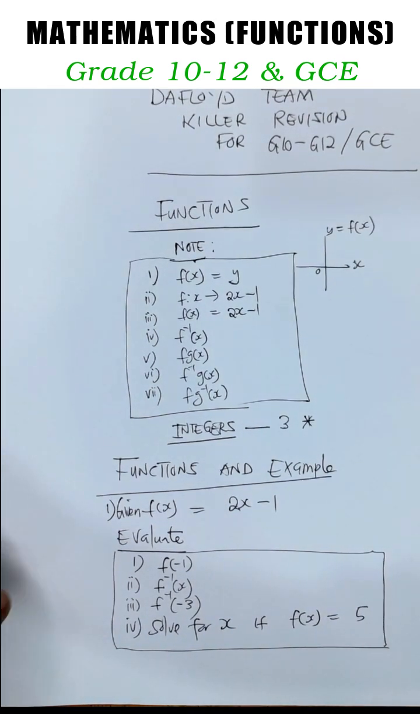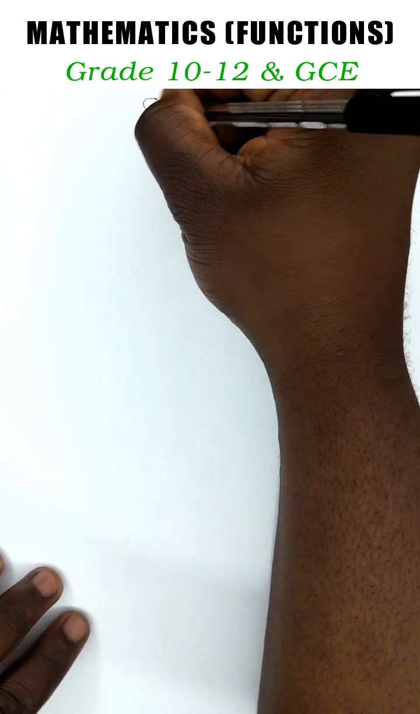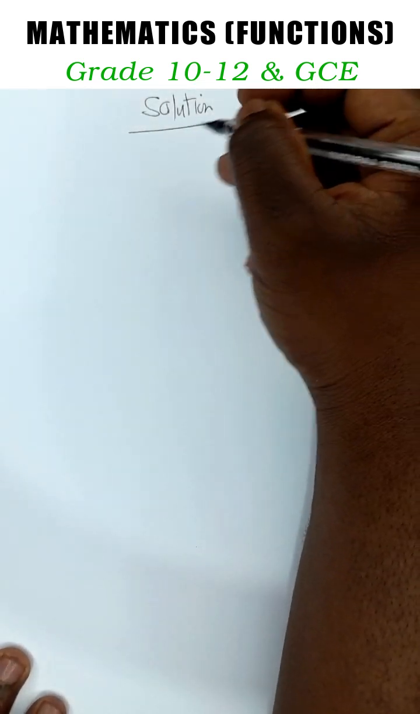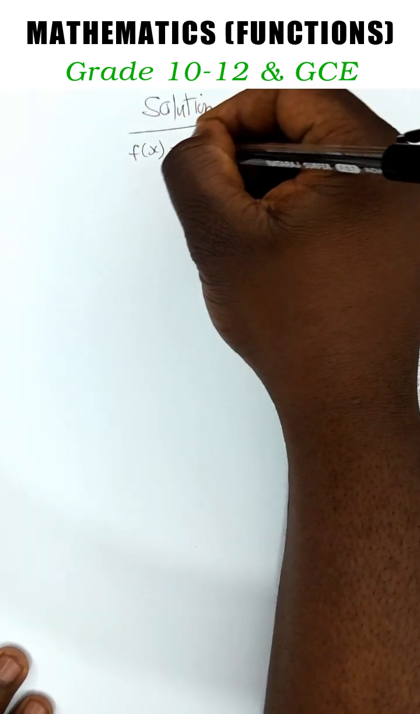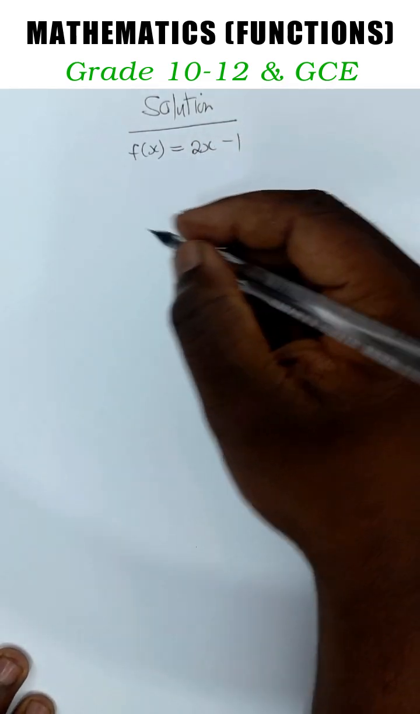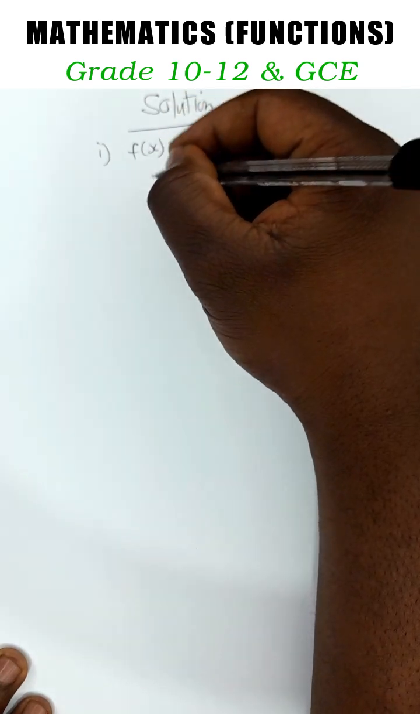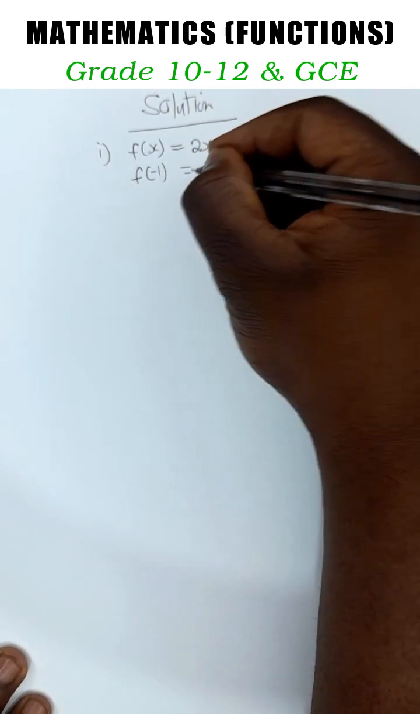So how do we go about it? We go for the solution. So the solution will be like this. The first thing, always start with the question. It gives you confidence. f of x is equal to 2x minus 1. Therefore, the question at hand is saying we have to evaluate f of negative 1.